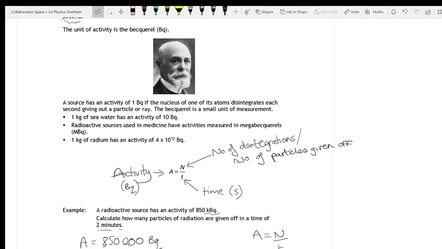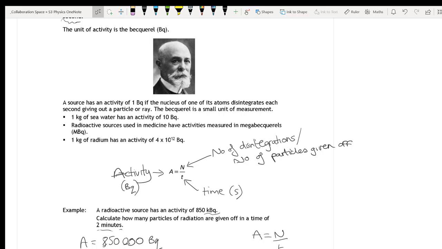And the becquerel is quite small, so 1 kilogram of seawater has an activity of 10 becquerels. So quite often we're talking about very large amounts of becquerels, so megabecquerels, even bigger. So 1 kilogram of radium has an activity of 4 times 10 to the 12 becquerels, so that's 4 with 12 zeros.